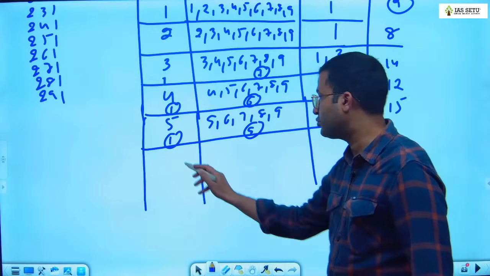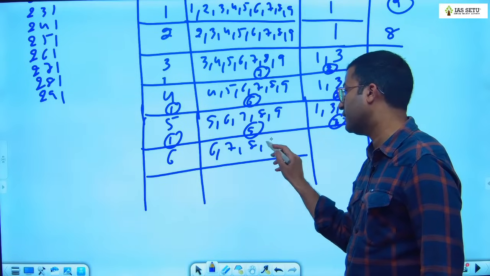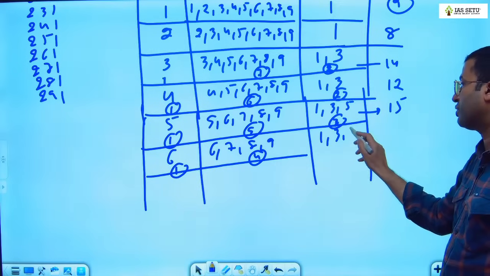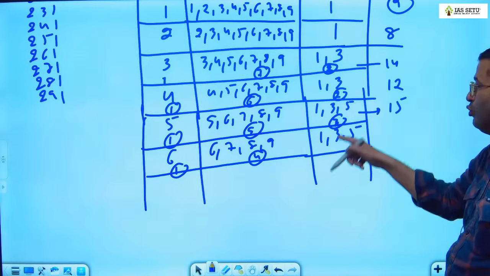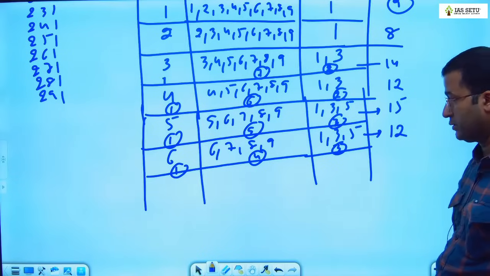Then at 100 place you are using 6. Then 10 place you can use 6, 7, 8, 9. There are 4 options. One option. Here you can use 1, 3, 5. You can't use 6 because of the odd condition. What is this? 4 into 3, 12 such numbers are possible.